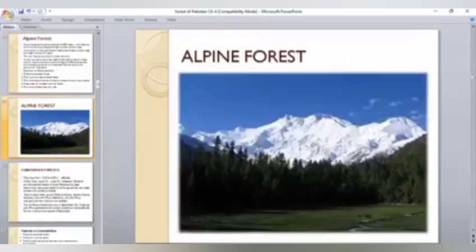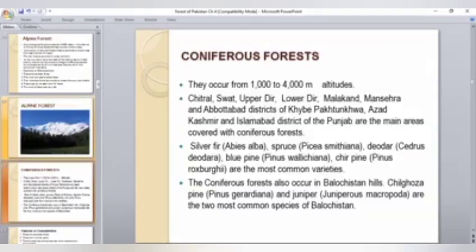And look at this picture. It is a picture of alpine forest which grows in northern areas after the snow line, in the tree lines as well.